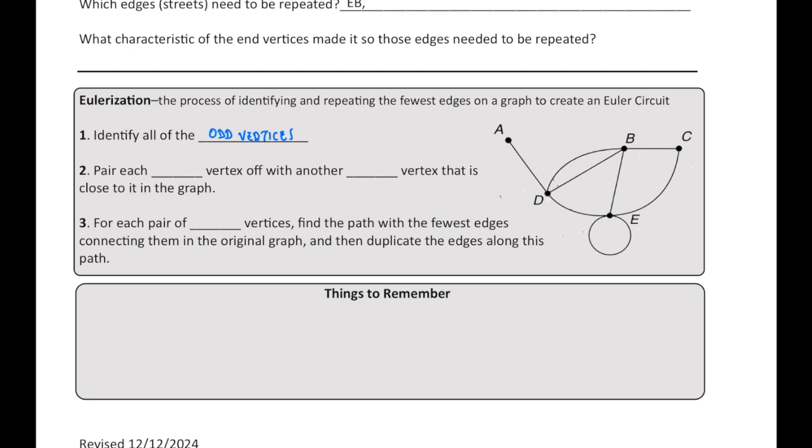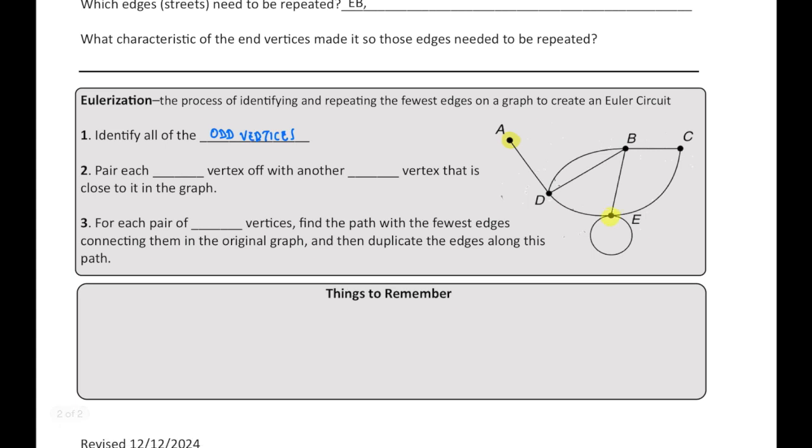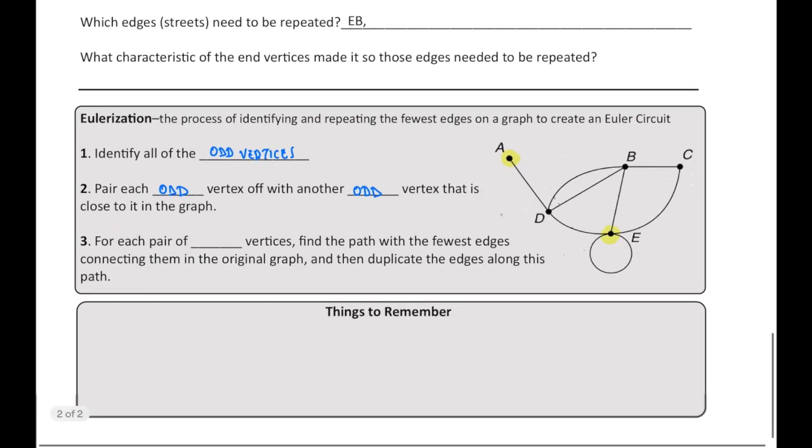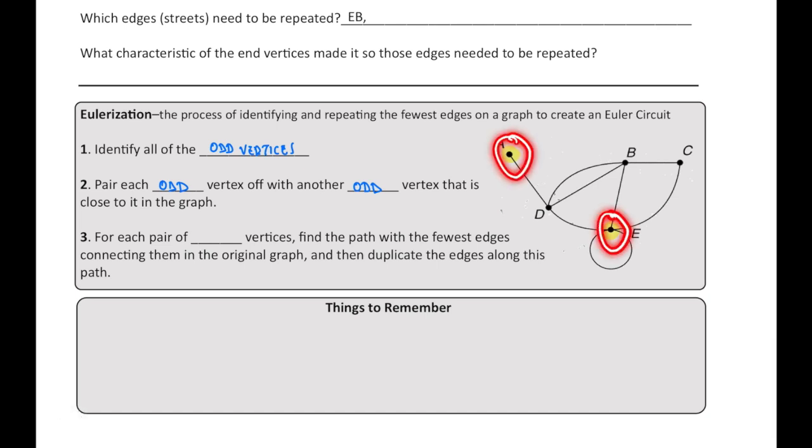In the graph that I have here at right, A is an odd vertex, D has 4, E has 5, because the loop counts for 2, B has 4, and C has 2. So we have 2 odd vertices. I'm going to pair each of those odd vertices with another odd vertex close to it in the graph. In our example up top, we looked at E to B, we looked at H and J, we looked at K and Q, and we looked at N. In this example, we're going to connect A and E. Now we're not going to draw a line straight to them. That does not work. We're going to be repeating edges.